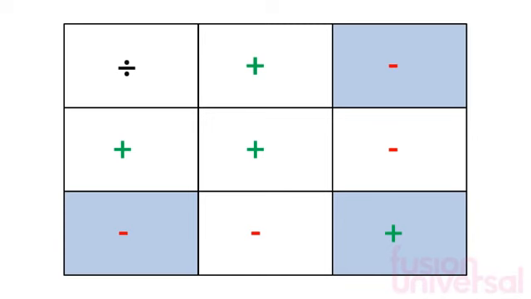Any combination of positive and negative numbers can be multiplied together using this pattern.